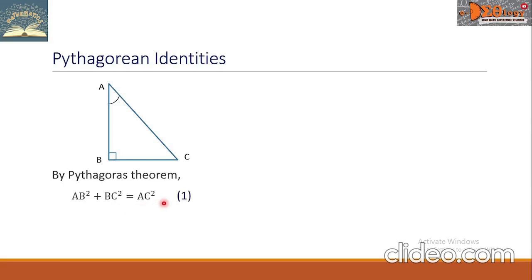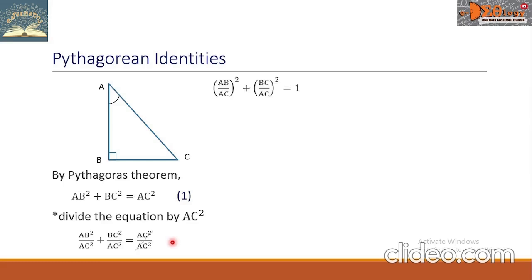There are three Pythagorean identities. Let us derive the first one. Let us divide the equation by the square of the side AC. So the equation becomes like this. Then let us simplify. It becomes the square of AB over AC plus the square of the fraction BC over AC equals, the right side becomes 1.